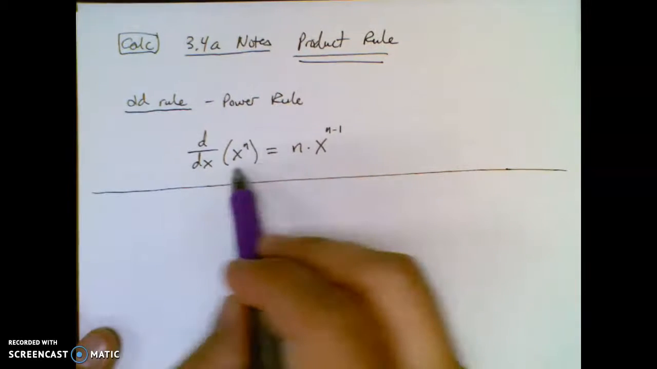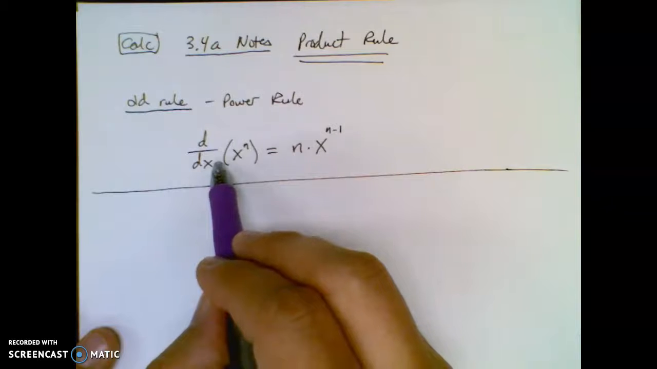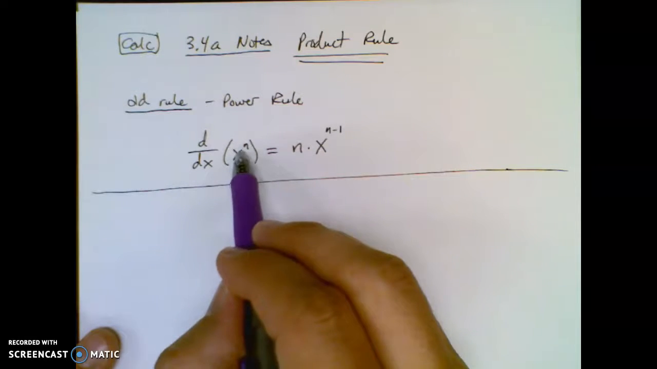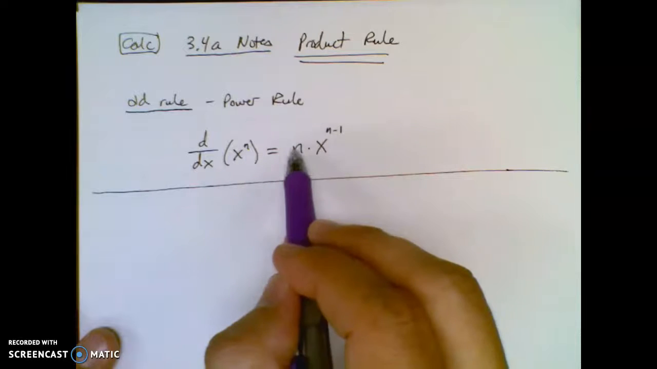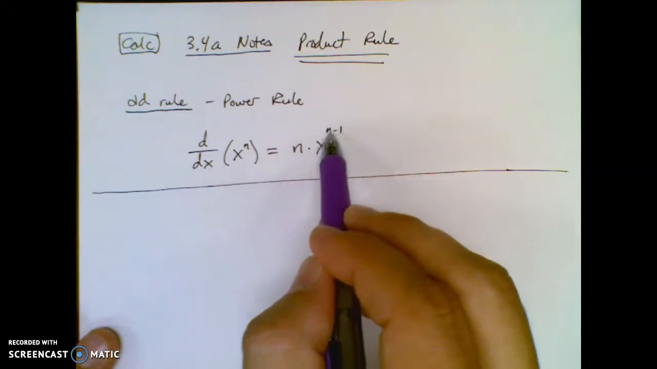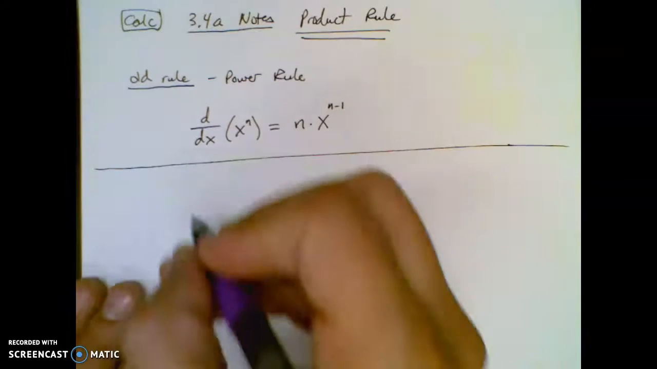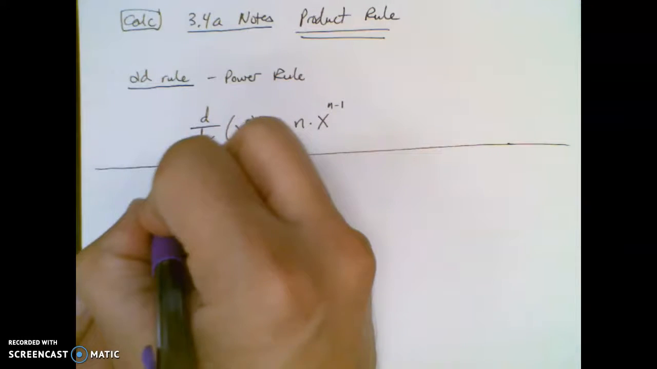Okay, so the old power rule was if you take the derivative with respect to x, that's what this means, of x to the n power, it brings the n in front and multiplies it by x to the n minus 1. It takes the power down a notch there. So the new rule is this. It's called the product rule.